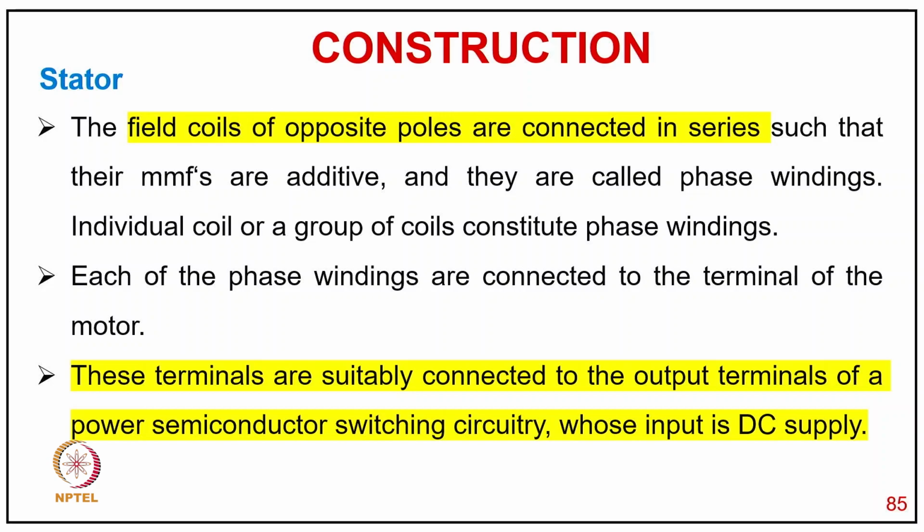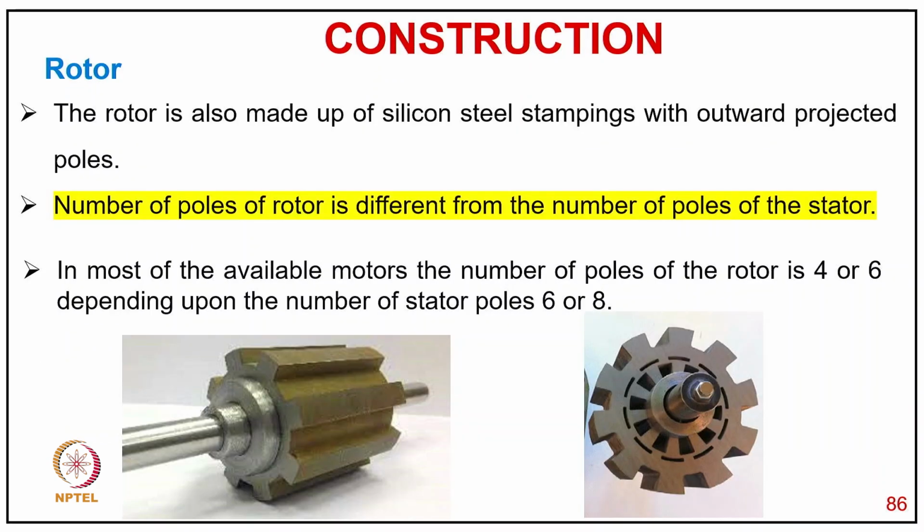An individual coil or a group of coils constitutes a phase winding, and each of the phase windings is connected to the terminal of the motor. These terminals are suitably connected to the output terminal of a power semiconductor switching circuit whose input is the DC supply.